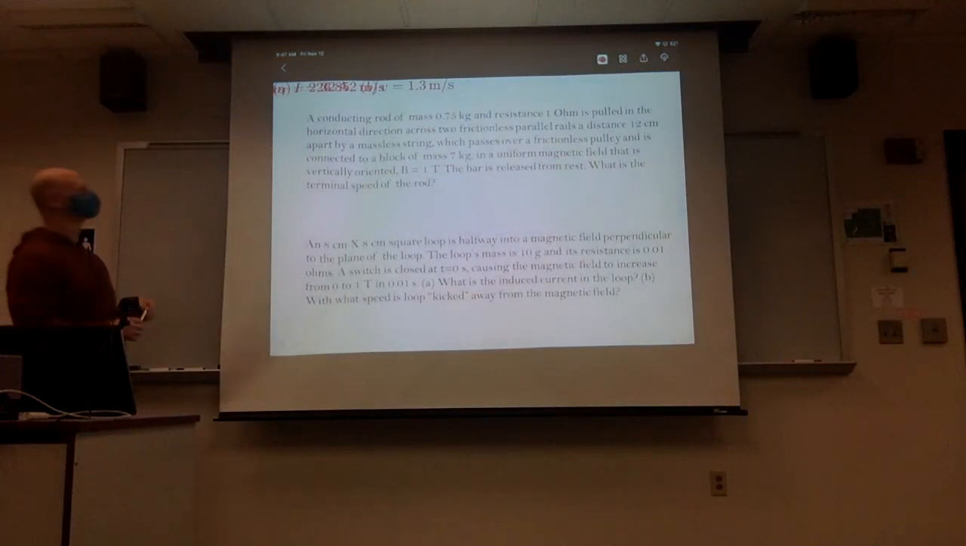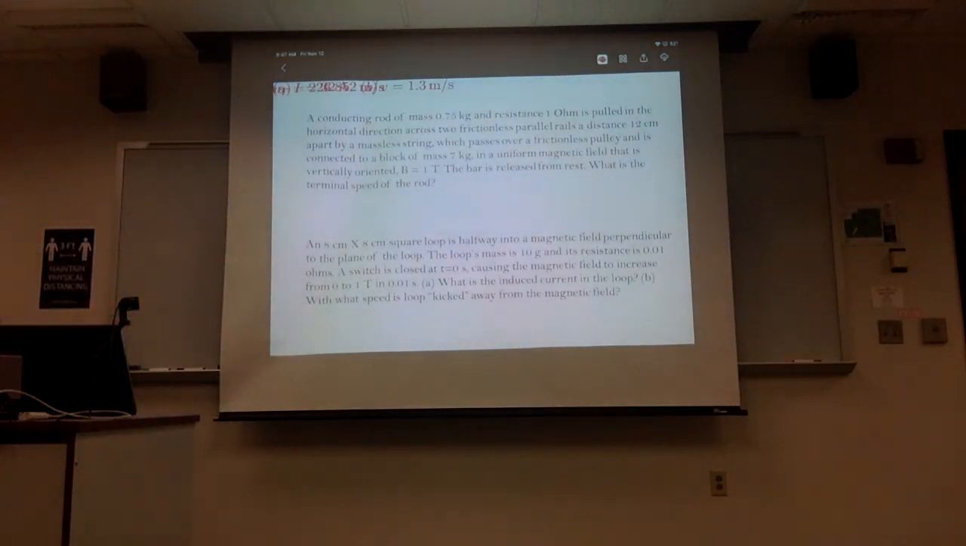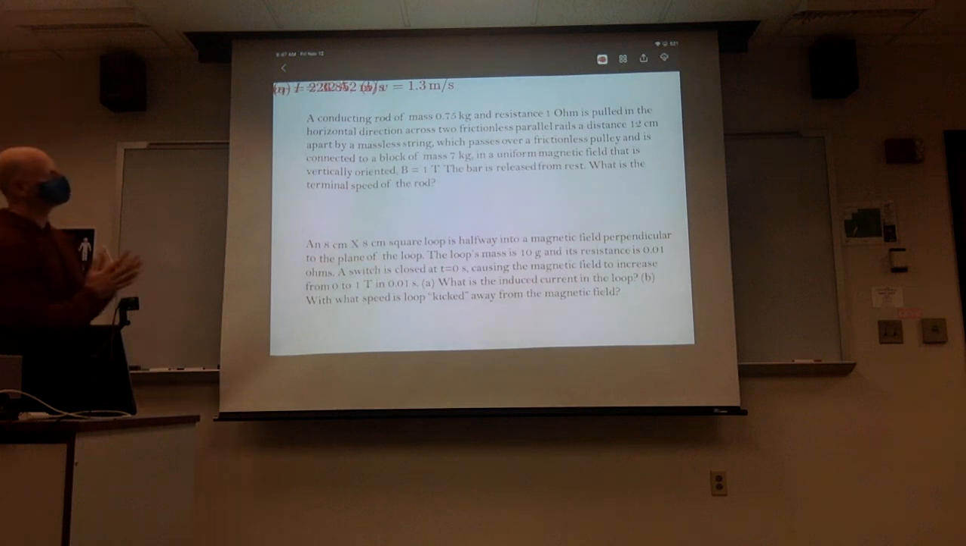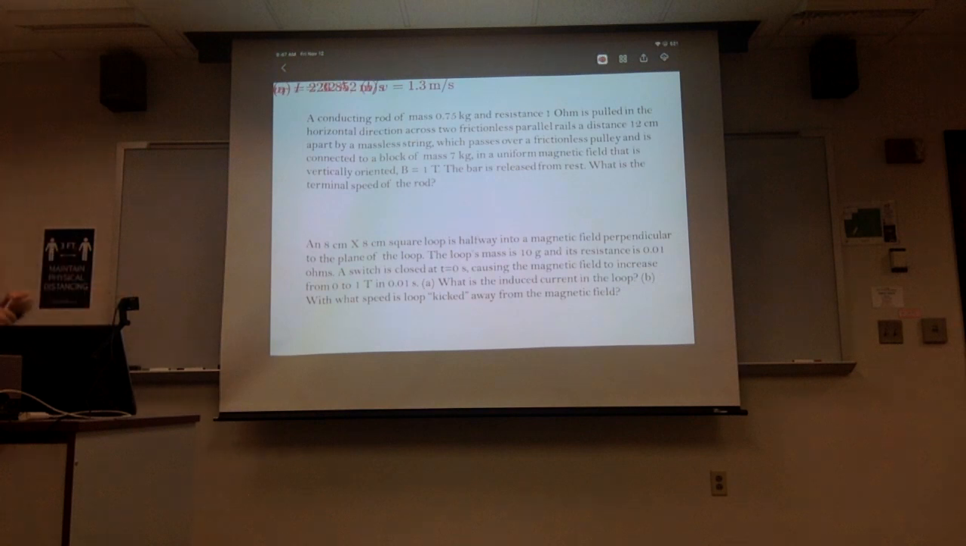The first one says we have a conducting rod of mass 0.75 kilograms and resistance of 1 ohm, pulled in the horizontal direction across 2 frictionless parallel rails at a distance of 12 centimeters apart by a massless string, which passes over a frictionless pulley and is connected to a block of 7 kilogram mass. And it's happening in an external magnetic field, which is oriented vertically at a constant 1 Tesla. Then it says the bar is released from rest. What is the terminal speed?